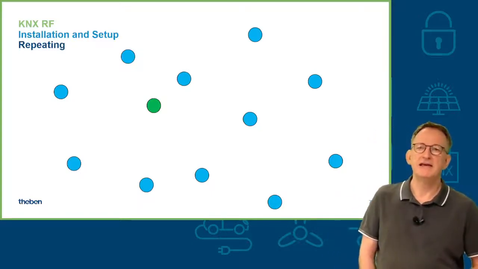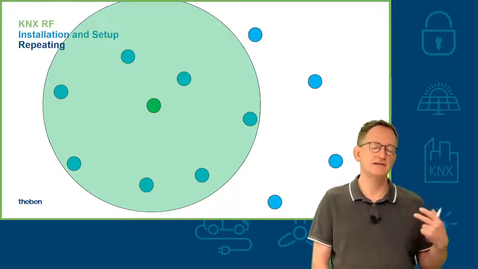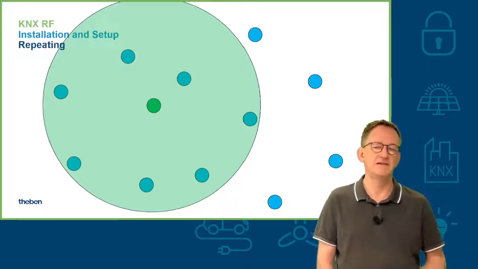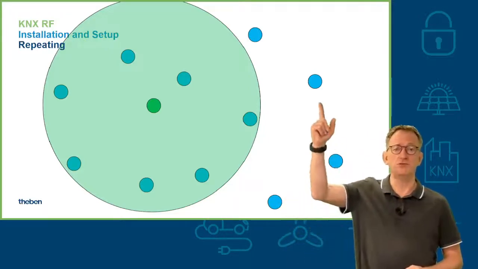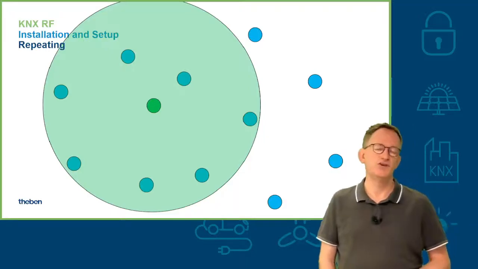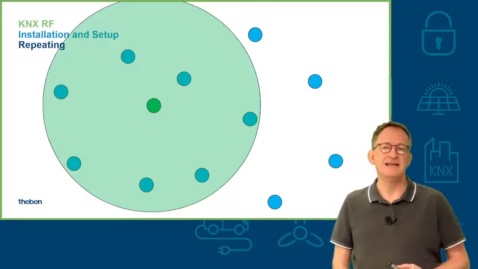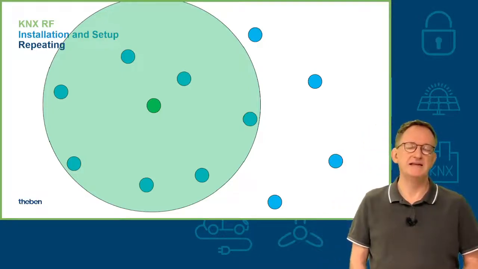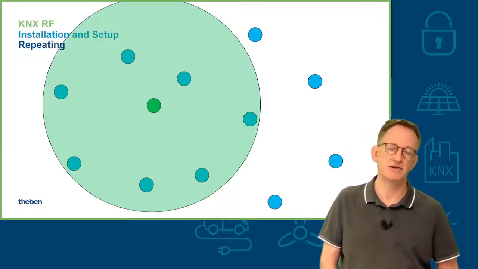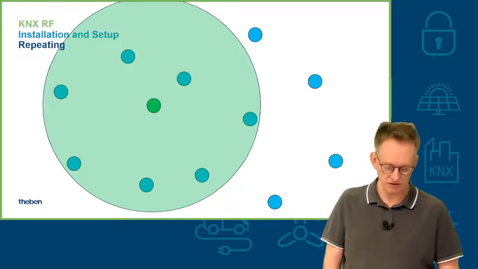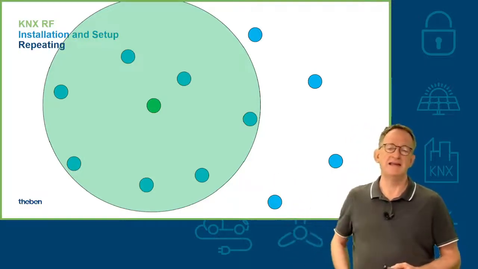The media coupler has a specific range where it can send, and where its telegrams will be received by the devices. But unfortunately we also have a few of the blue dots which are just outside of that range. That means they will not be able to communicate with the media coupler. They will not receive telegrams, and they cannot send telegrams back to the media coupler. It will not work. So we have to find a way to extend that range.